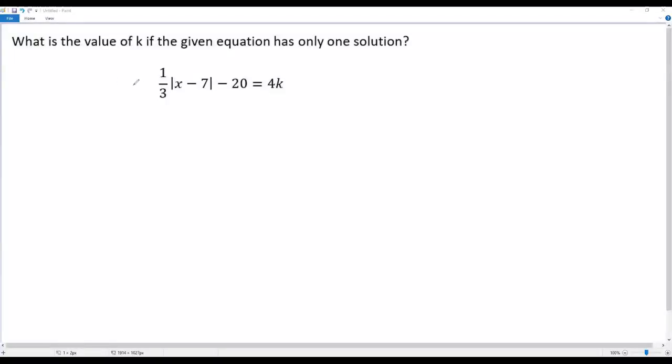Here we have a SAT math question. Okay, let's go to the information. What is the value of k if the given equation has only one solution? Actually, we have an absolute value equation because this equation contains the absolute value over here, and also we have a variable inside the absolute value.